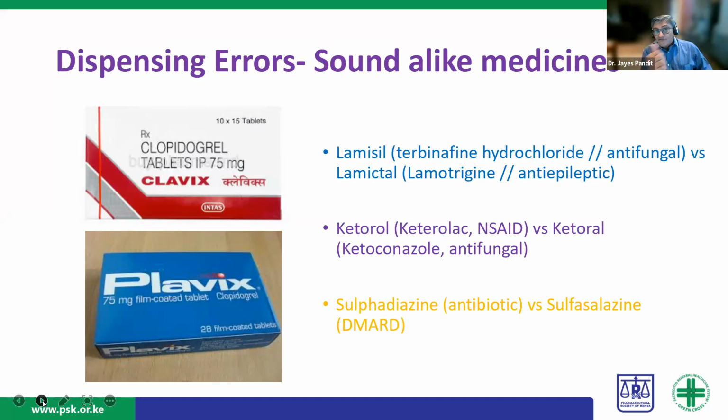Now, I give you an example of Lamisil versus Lamictal, right? One being an antifungal, the other one an anti-epileptic. Ketorol and Ketoral is what I remember from my previous practice, right? Where Ketorol is ketorolac, the brother of diclofenac, and Ketoral is ketoconazole, an antifungal. Similarly, you can see that we can have issues with antibiotic sulfadiazine versus sulfasalazine, which is a disease-modifying anti-rheumatic drug. Next slide, please.